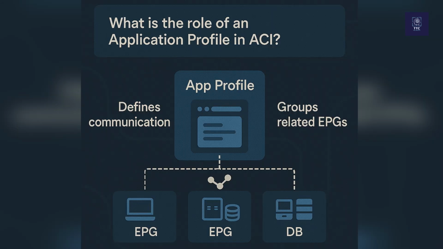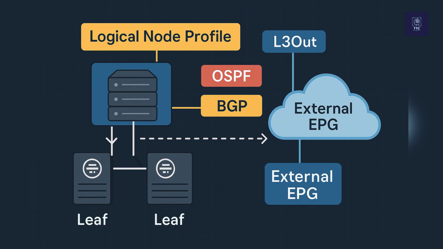What is the role of an application profile in ACI? An application profile is a logical container that holds one or more EPGs. It defines how these EPGs communicate, like web, app, and DB tiers in a 3-tier architecture. This helps organize policy enforcement based on application behavior, not physical topology.